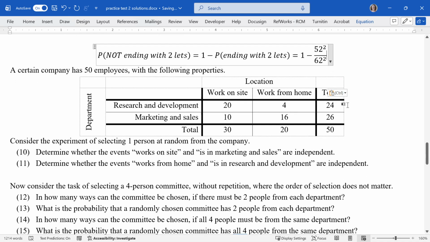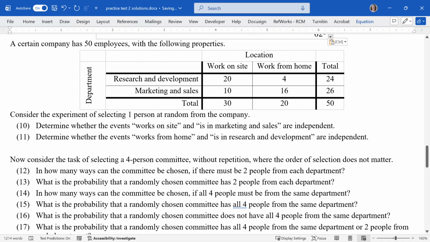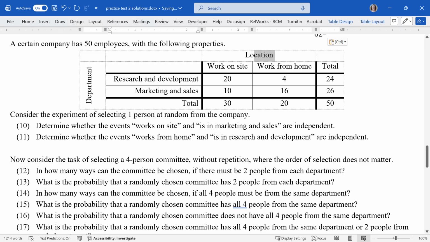And let's move on to the company, the employees section. So we have a company with 50 employees, and they have the following properties. We have 2 departments, research and development, R&D, and marketing and sales, M&S. And we have 2 locations, on site or from home. So we've got 30 that work on site, 20 work from home, 24 in R&D, 26 in marketing and sales. So we have them all broken down into these different individual categories.